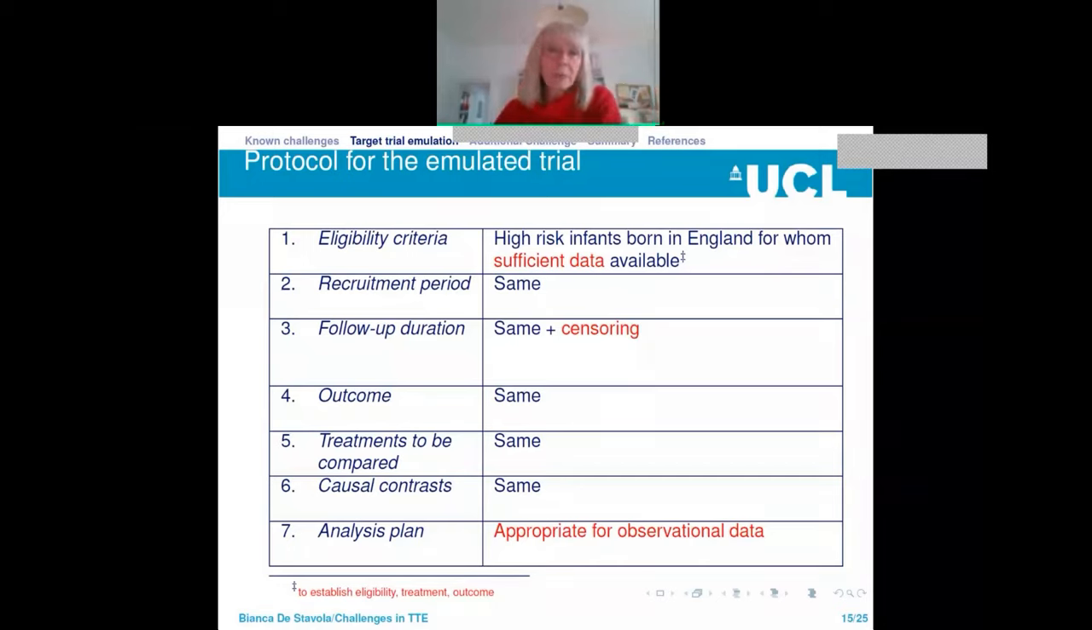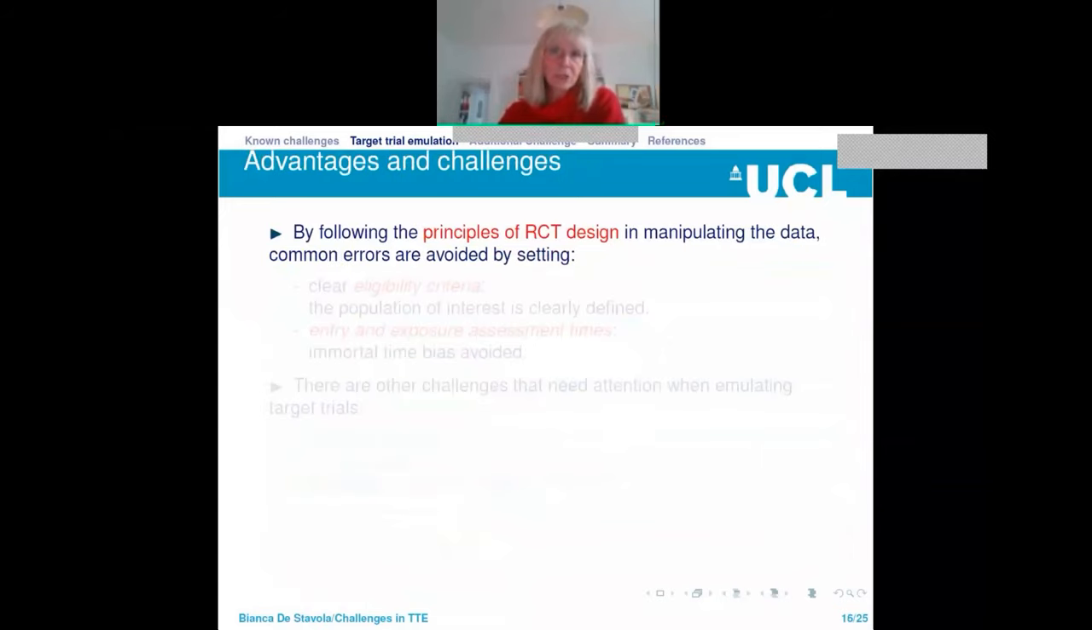I'll probably skip some of the part, but I think this is important as an introduction. So by allowing the principle of randomized controlled trial design in manipulating the data, many errors are avoided. In fact, I'm quite on time, actually.